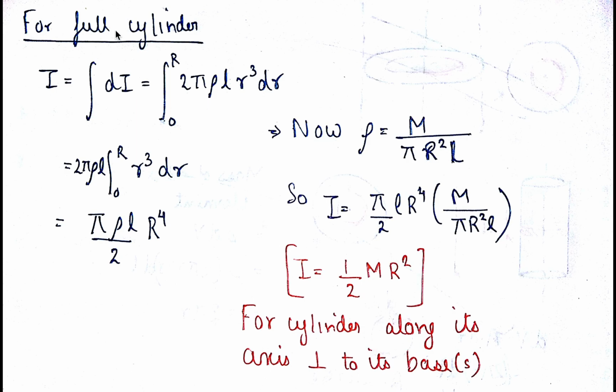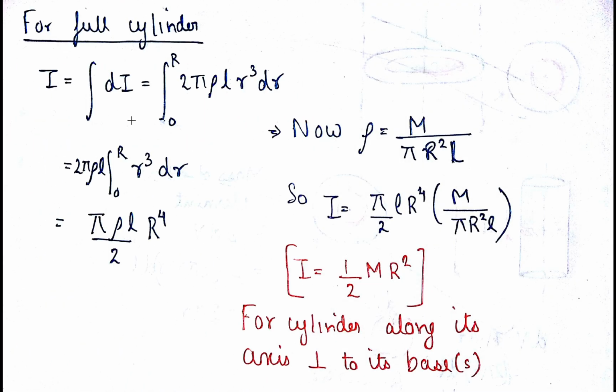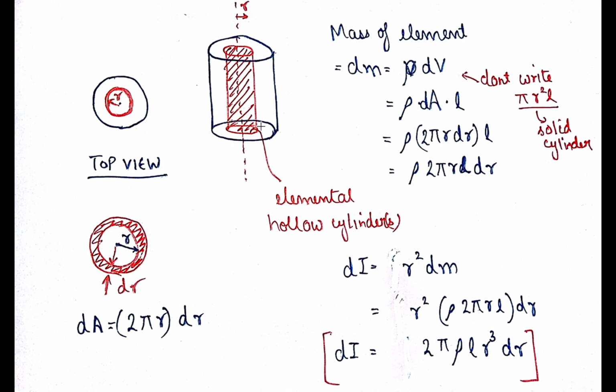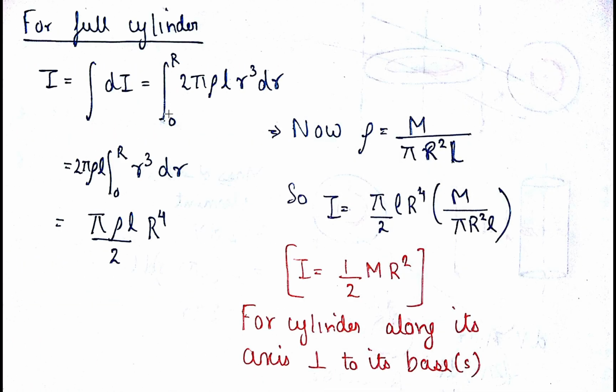So for the full cylinder you again have to integrate this, from 0 to capital R, because we have taken a small r distance, so we have to integrate it from 0 to capital R. If you solve this complex integration, and if you like mathematics, you can do it easily. So you will get something like this.